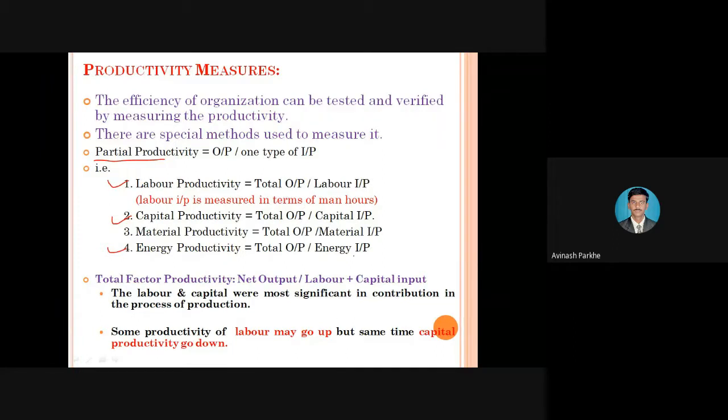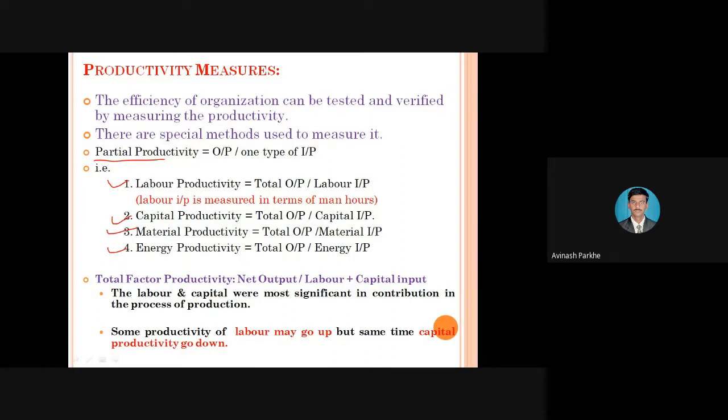The definition of productivity is output upon input. This is the common definition. But we have a number of input resources, and if I have to check the productivity of each and every resource, or the effect of a particular input parameter on the total productivity, I have to check it. Therefore, these are the four formulas according to the input parameters.